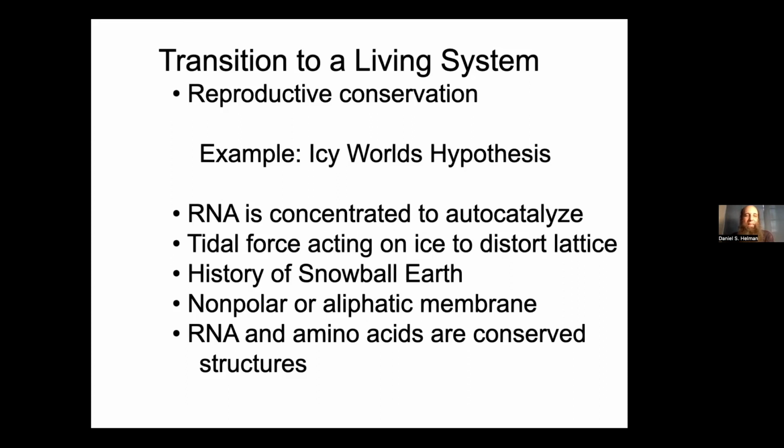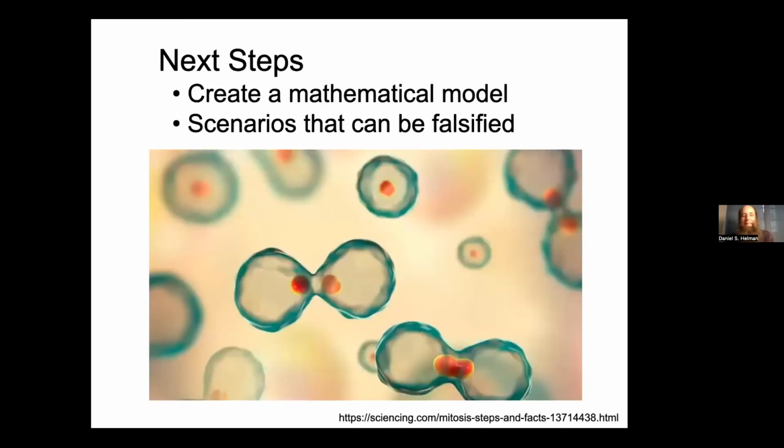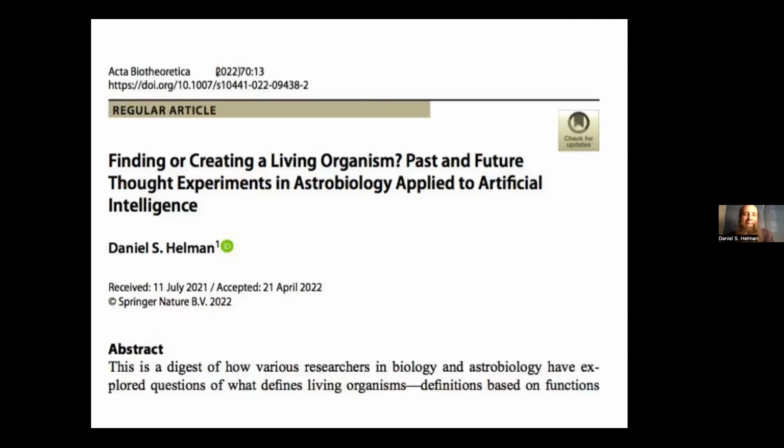Next slide, please. And so the next steps, I'm going to try and create a mathematical model and maybe some scenarios that can be falsified to form the basis of some experiments maybe. Next slide, please. I recently had this article come out, Finding and Creating a Living Organism, Past and Future Thought Experiments in Astrobiology Related to Artificial Intelligence. I was looking at some of these same things in this article, so if you want to find more information, you can check this out.